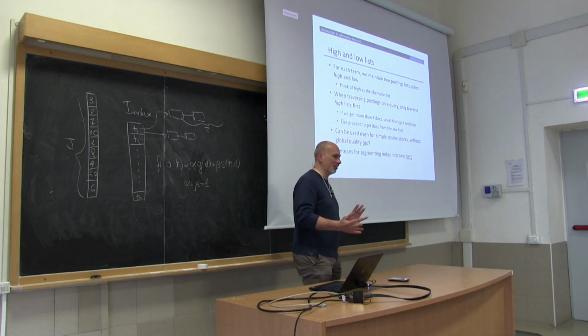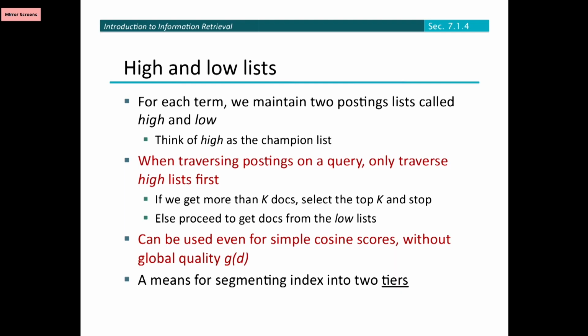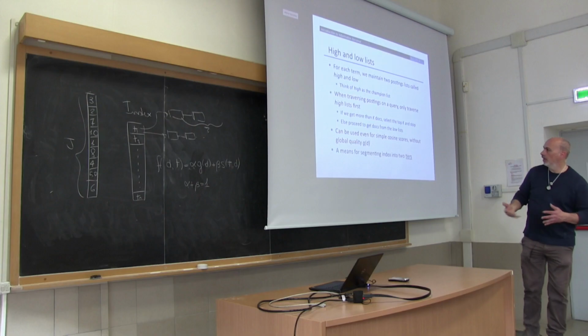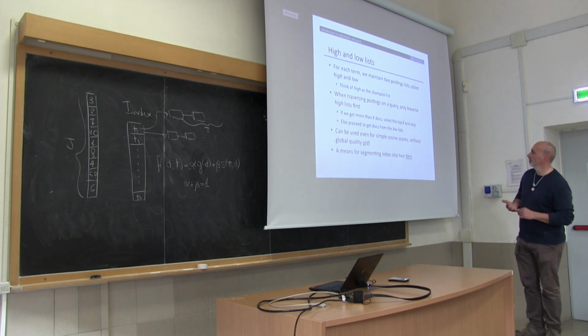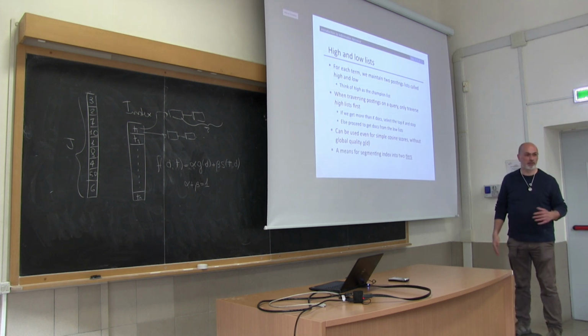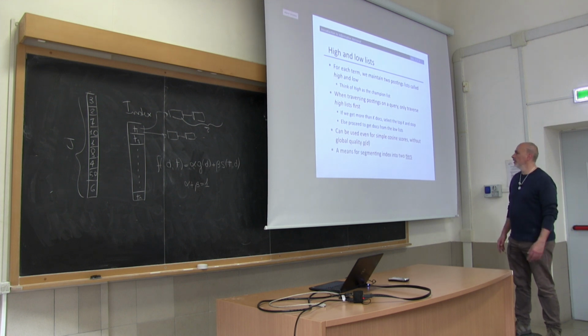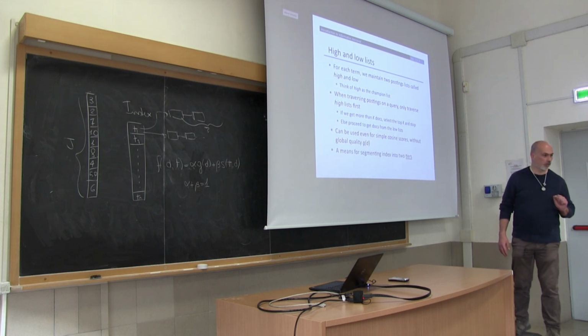These are all variants of the same idea, more or less. And actually this is what I was telling you now, but in this case, I will have a picture to show. So, essentially, you keep a high and low list. So high, let's say, contains, for example, those candidates. The low is a standard posting list. And you first try with the high list. If you fail, proceed to get documents from the low list.